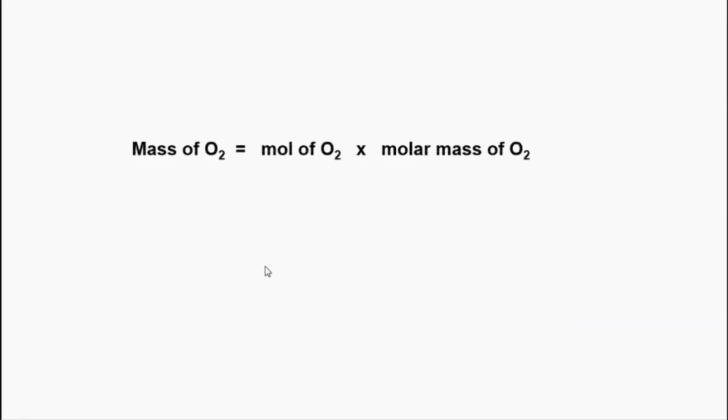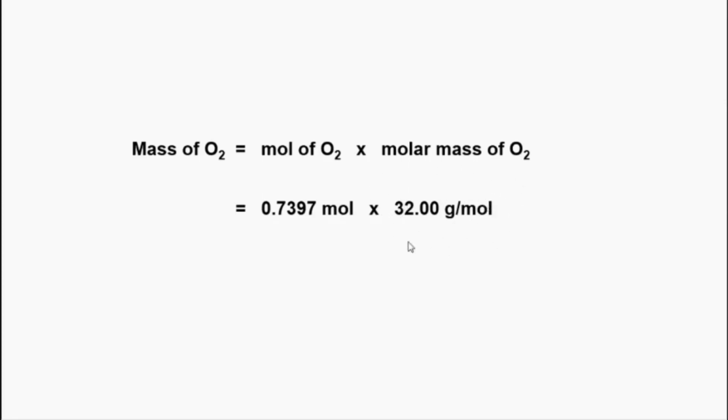Since we want to find the mass of oxygen, we are going to use this formula: moles of oxygen multiplied by the molar mass of oxygen. You substitute the values. So moles of oxygen is 0.7397 mole, times 32 grams per mole.